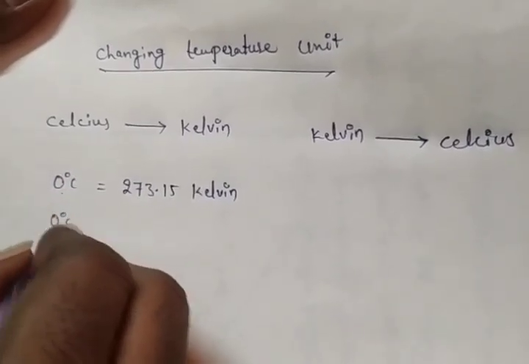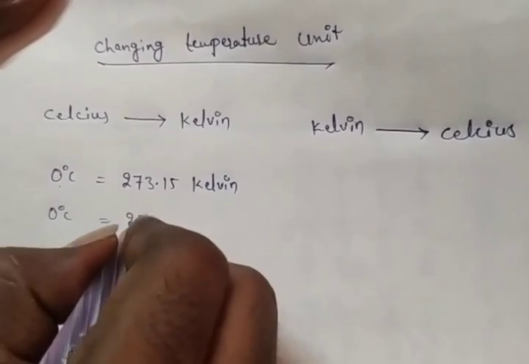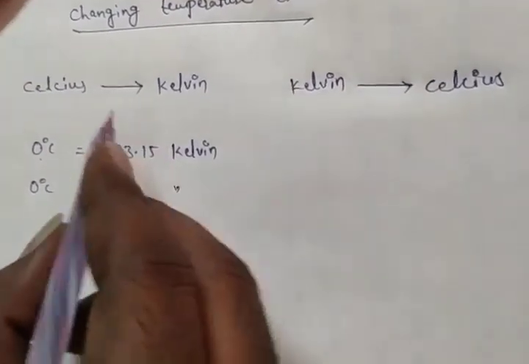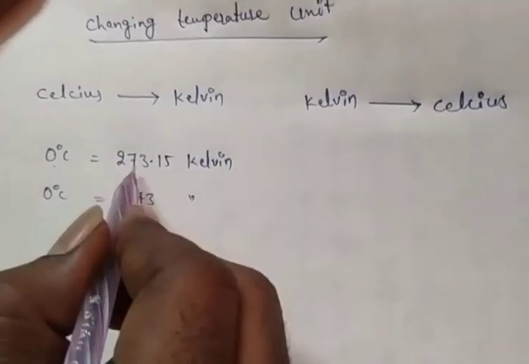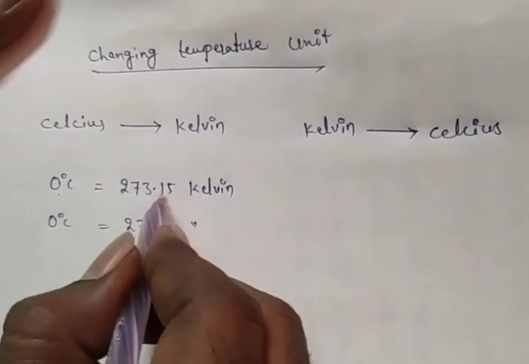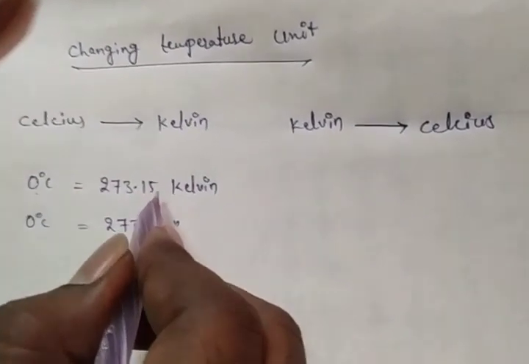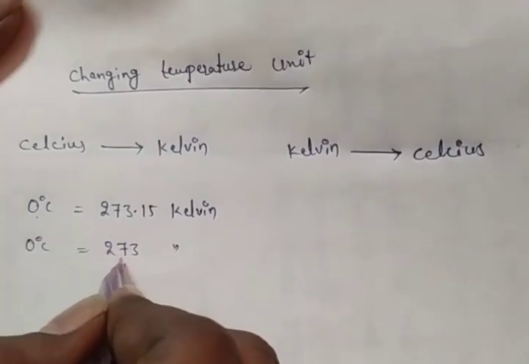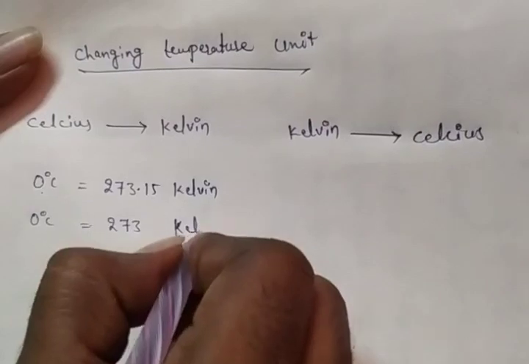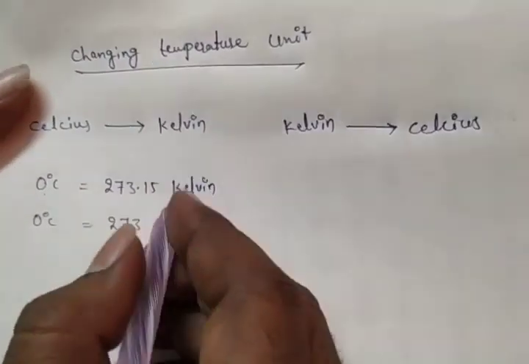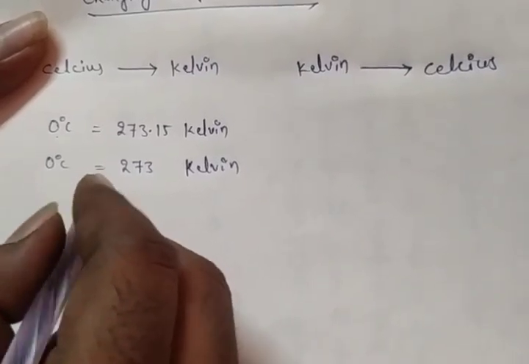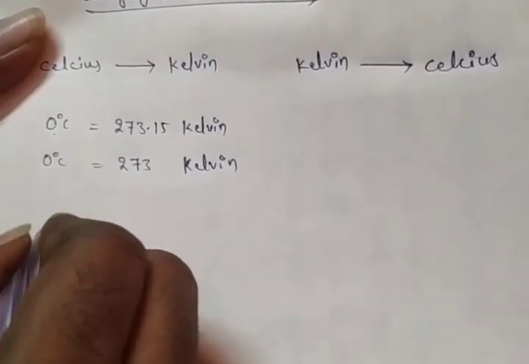So 0 degree Celsius is equal to 273 Kelvin. When we are converting, the exact value is 273.15, but when converting Celsius to Kelvin, we do not consider 0.15. So the rounded fixed value is 273 Kelvin. We can easily understand this by examples, so let us take some examples.